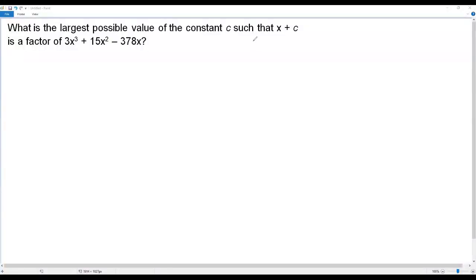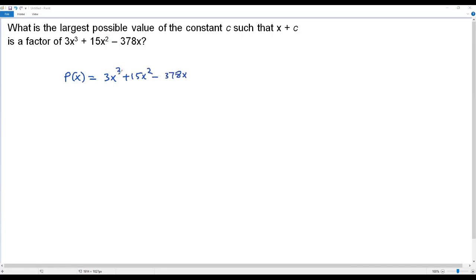Here we have a SAT math question. What is the largest possible value of the constant c so that x + c is a factor of 3x³ + 15x² − 378x? Okay, first let me take p(x) = 3x³ + 15x² − 378x.